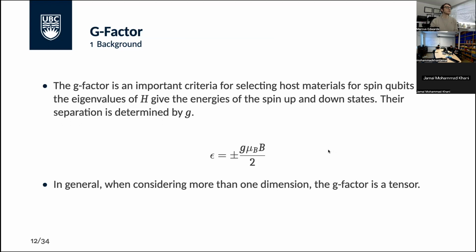So the G factor, given all this, is an important criterion for selecting host materials for spin qubits. Finally, connecting it back to quantum computing, since the eigenvalues of H give the energies of the spin up and spin down states for our qubits, the separation is determined by the G factor, and that separation energy, epsilon, is given here. You'll have the spin up state corresponding to one of these plus minus, and the spin down state corresponding to the other sign. So you can define that either way, but this is the energy separation.